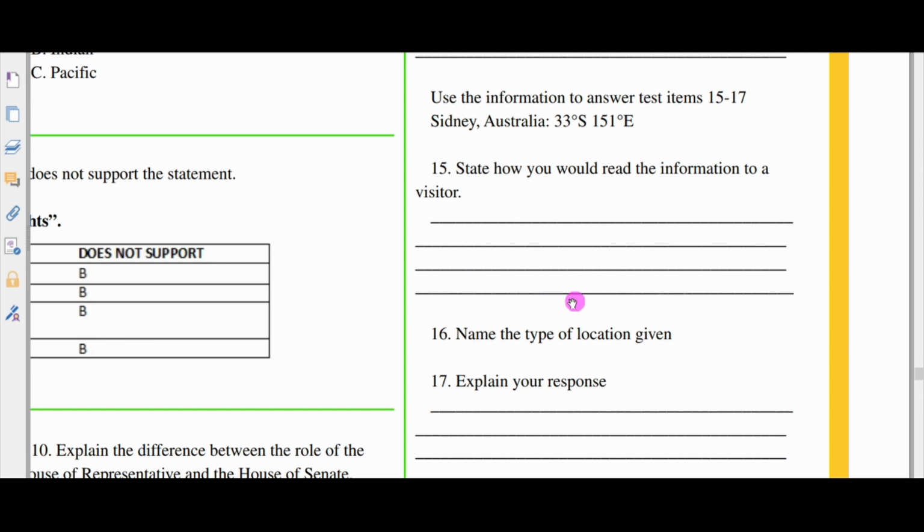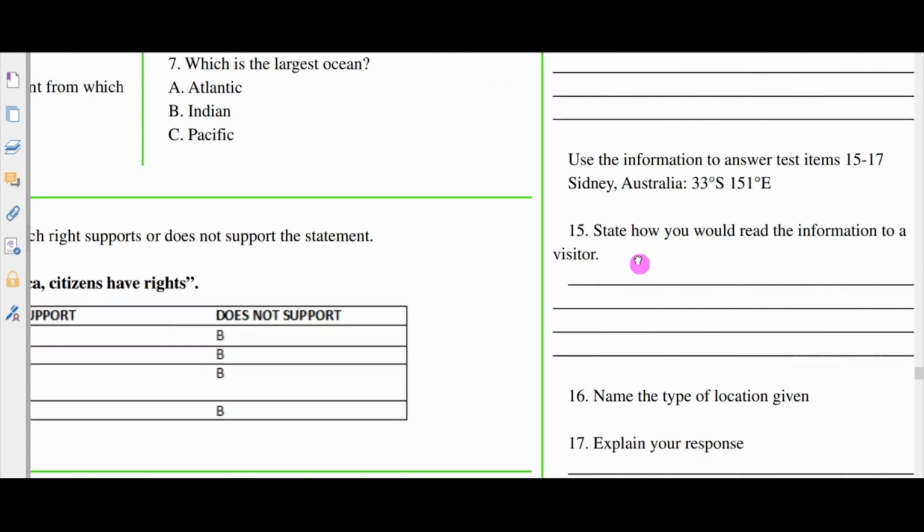So again, GPS is very important, but this global positioning system cannot work without this reference system underlying it that has to do with degrees, angular distance, north and south of the equator, and angular distance east and west of prime meridian. All right, guys, hope that helps.